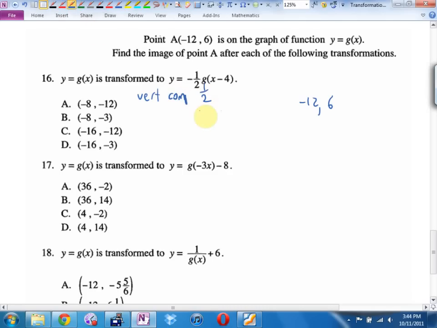Vertical compression by 1/2, that's going to become a 3. Vertical reflection, that's going to become a negative 3. 4 right, if you're at negative 12 and you move 4 right, do you end up at negative 16 or negative 8? I'm willing to bet both answers are there. Oh, yeah, they are. Negative 8. Okay, so this one here, correct answer, B.